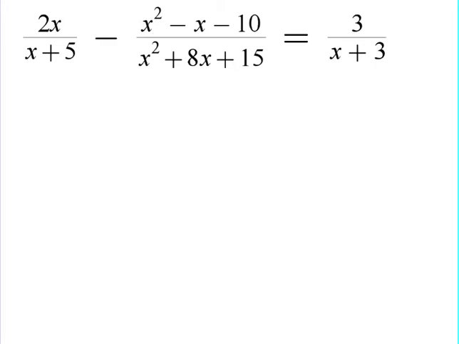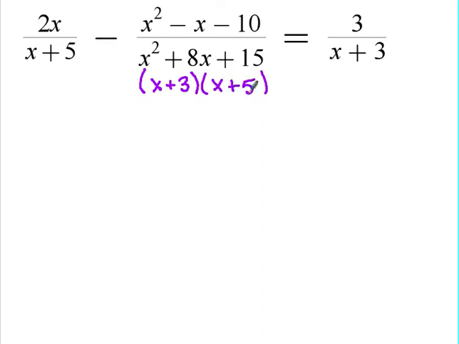So what do we do on that second term? Factor. What does that factor to be? 5. Yep, so what does it factor to be total? Well, x plus 3, x plus 5. There we go.